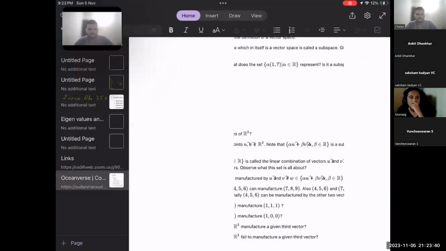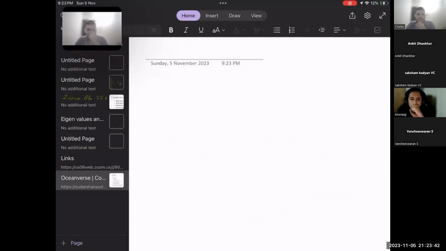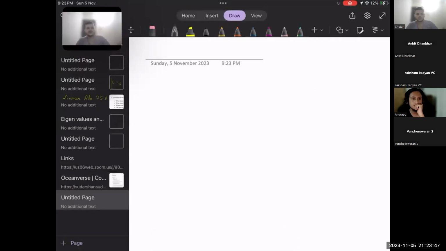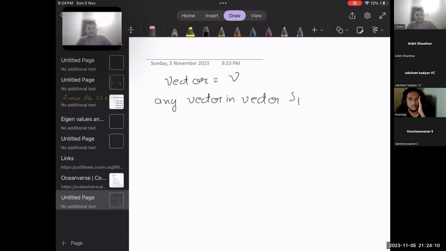Okay, can you open? Perfect. So can you just write down those two conditions: scalar multiplication and vector addition? Any vector in a vector space must fulfill these two conditions. So just write down those vectors. Say v, if v belongs to S, that is the vector space.